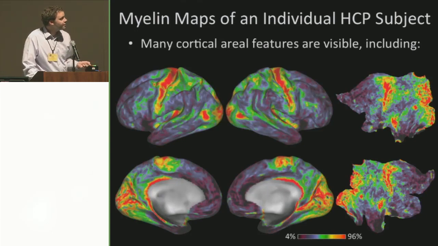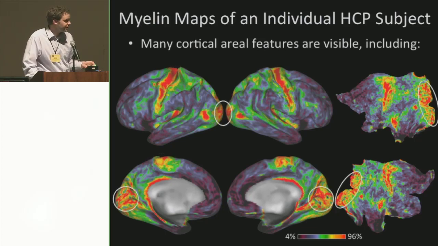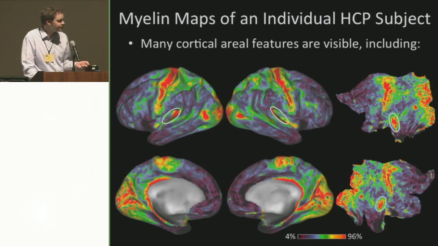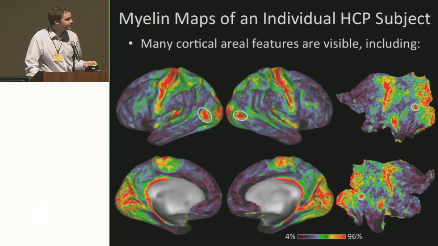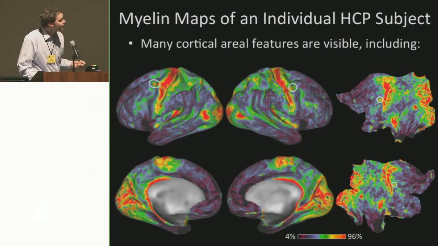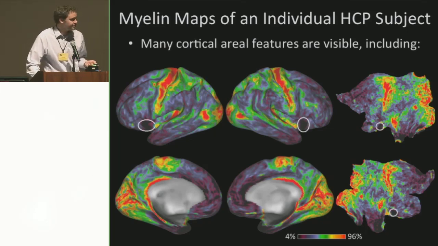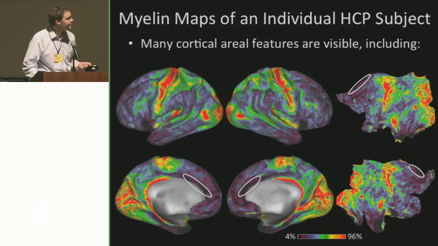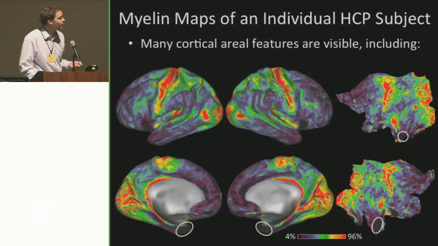Well, we can see many cortical areal features are visible, including early sensory motor cortex, early visual cortex, early auditory cortex, the MT plus complex, and retrosplenial cortex, which is very distinct. This is actually a white matter pathway that goes through the gray matter, the perforant path, and the subiculum. Frontal eye fields, and we've got a hot spot here in the IPS we think is the homologue of LIP and VIP. We also have very lightly myelinated areas that we can see, including the anterior insula, anterior cingulate, and temporal pole.